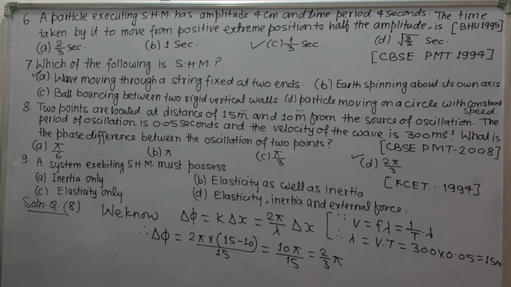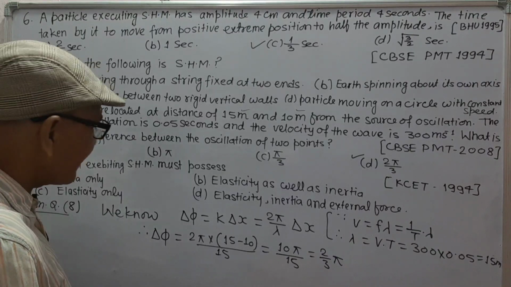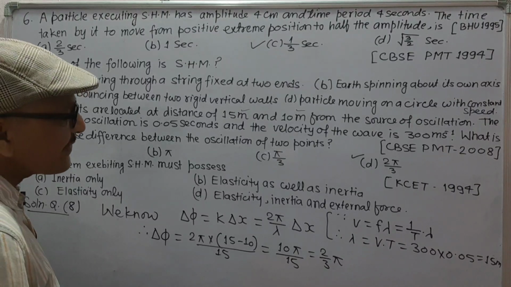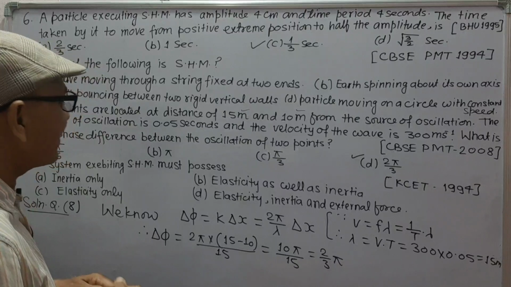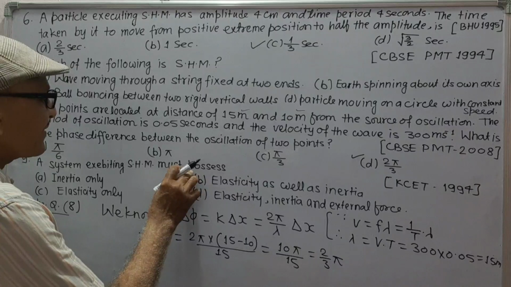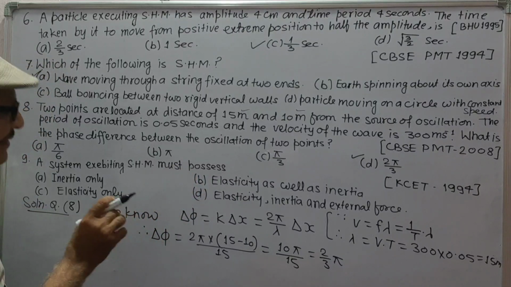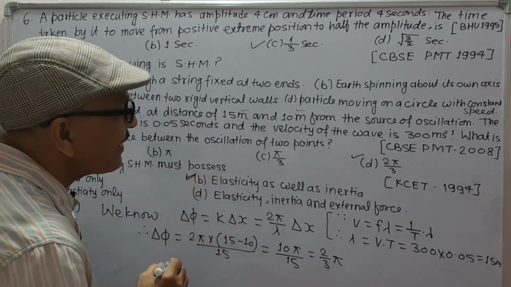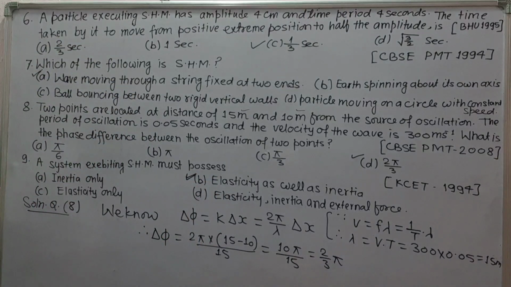Next question number 9. A system exhibiting simple harmonic motion must possess, these are the options: A. Inertia only, B. Elasticity as well as inertia, C. Elasticity only, D. Elasticity, inertia and external force. We know that the system exhibiting simple harmonic motion must possess elasticity and inertia, therefore the option B will be correct.